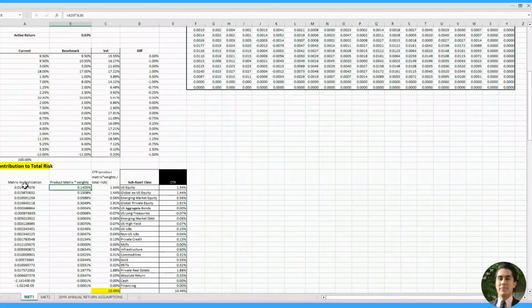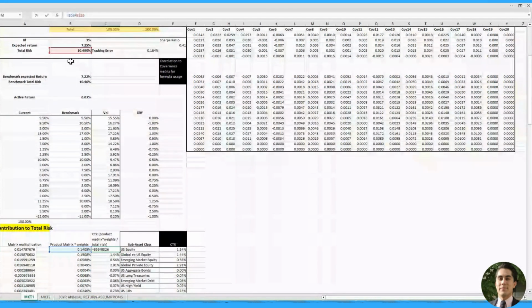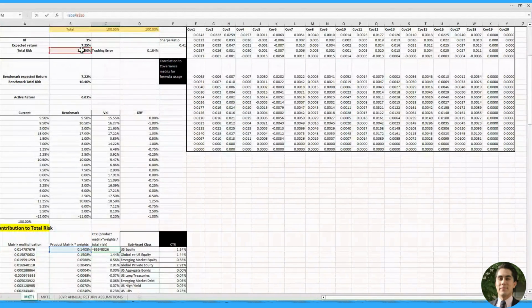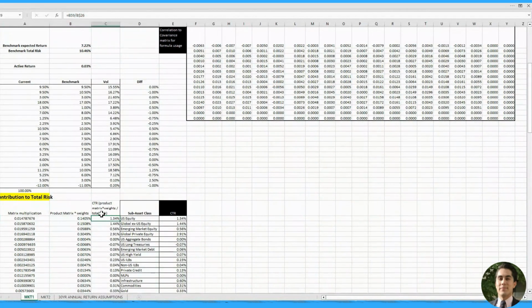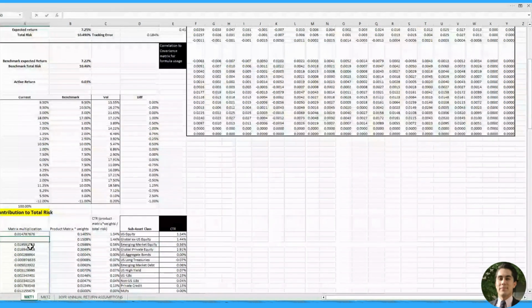So that's your factor. And then your weight will be to the power of 2. But in this case, we just want to decompose it, so I want to show step by step. So we get the matrix multiplication factor. We get our product matrix times the same weight. So this will be basically your weight times your matrix multiplication factor. And then you divide it by your total risk. So basically this divided by your total risk. See how important your total risk is, because this is just the percentage of that total risk. And you do the same for all of them.